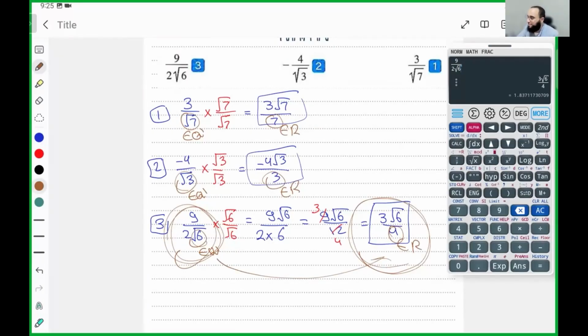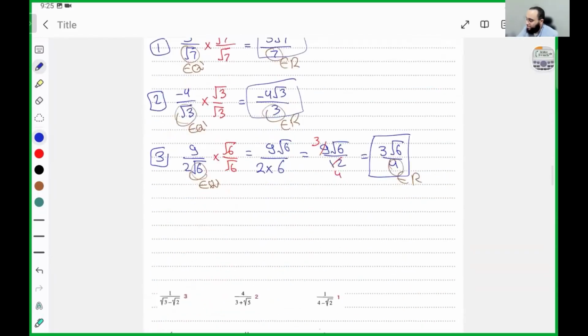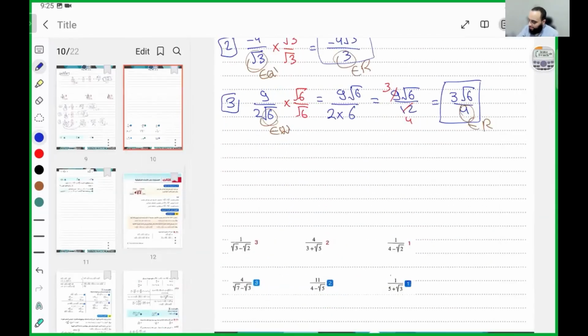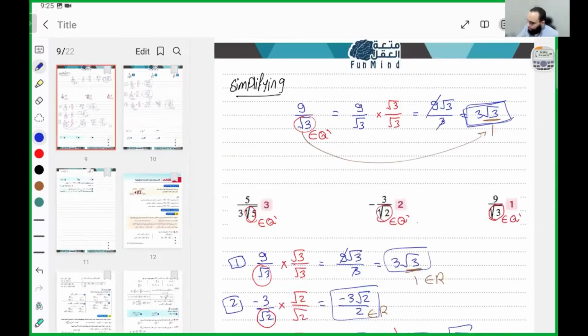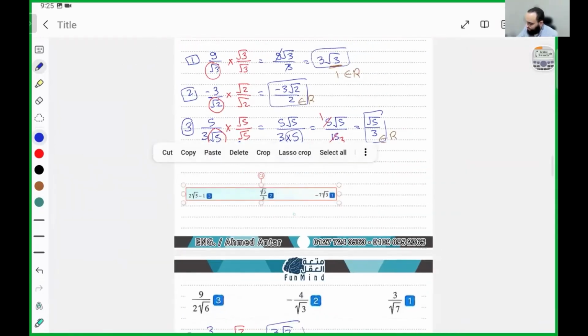Actually, if you are in an exam, you can do it with the calculator. Okay. We need the steps only if it is an essay question. It's easy if it is a choose question.